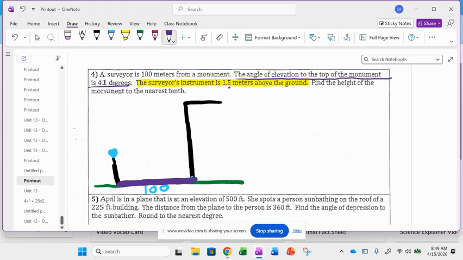Okay. The angle of elevation to the top of the monument. Again, we have to remember that angle of elevation is coming from the surveyor, but now the surveyor is not on the ground. Isn't this the surveyor's eye right here, this blue one? So now we're going to make an angle of elevation from the surveyor's eye. So one ray of the angle going up, one ray of the angle going horizontal. And this is 41 degrees. Okay, let's keep going.